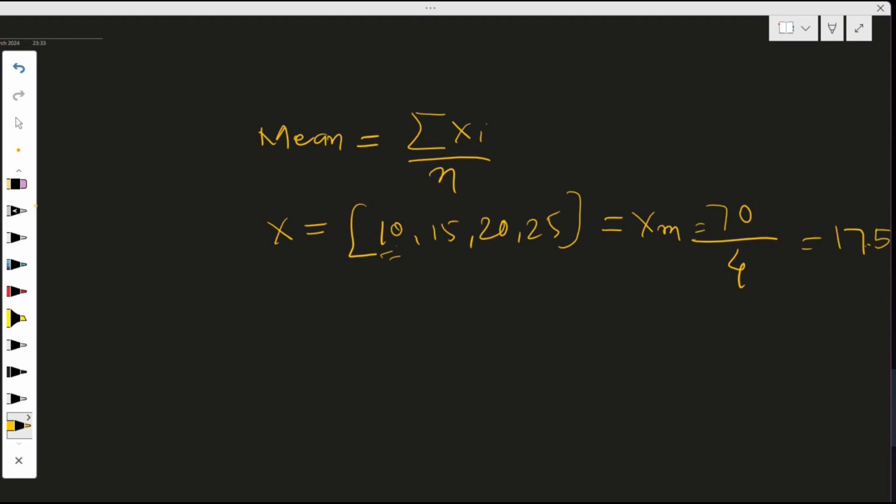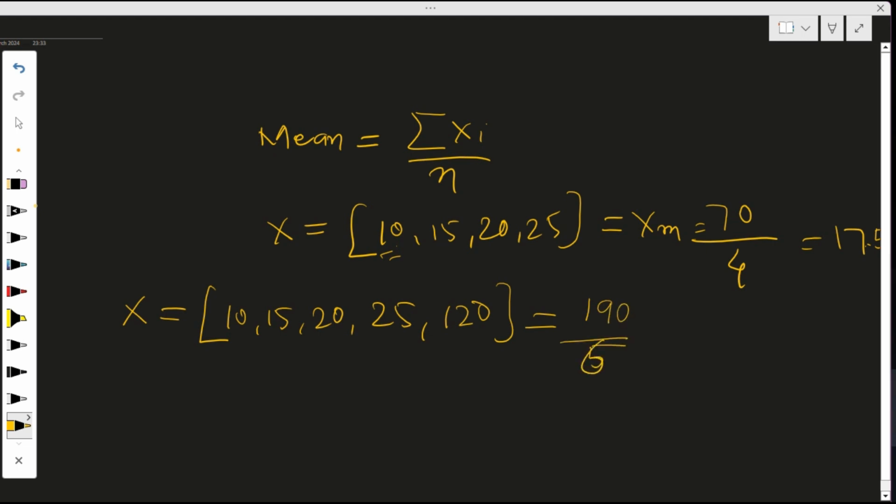Now suppose let us take the same example, but we will include one more point. Suppose we have 10, 15, 20, 25, and let us take one more element as 120. Now in this case, 70 plus 120 will be 190, and then we have 6 elements this time. The average value will be about 32.